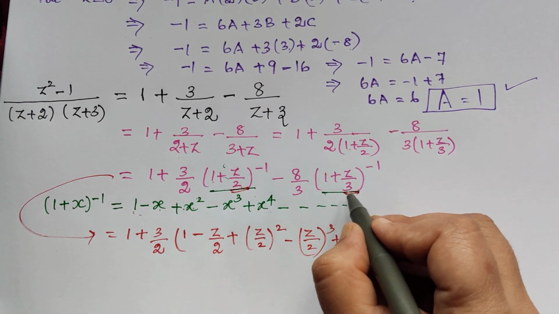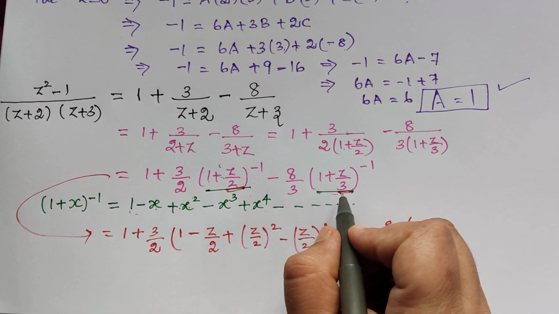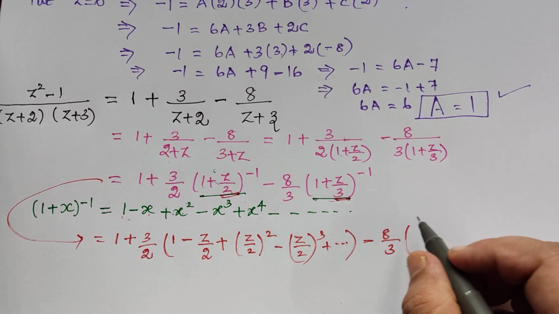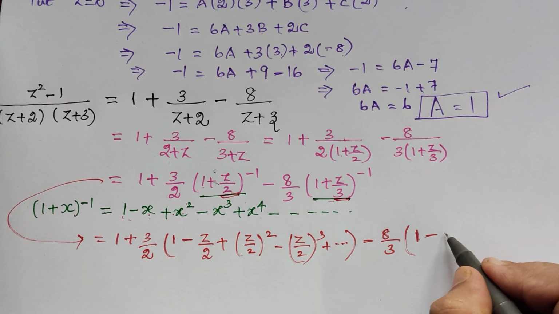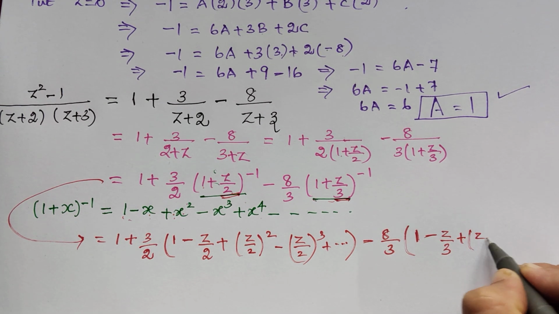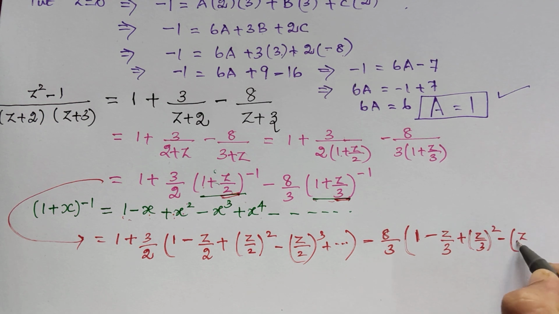the bracket again we have to expand using the binomial series formula, where the value of x is z by 3. When we expand, how do we get it? First is 1, then minus x, so minus z by 3, and then plus x square, so plus z by 3 square, and then minus x cube, so minus z by 3 cube, plus etc. It keeps on going like this.